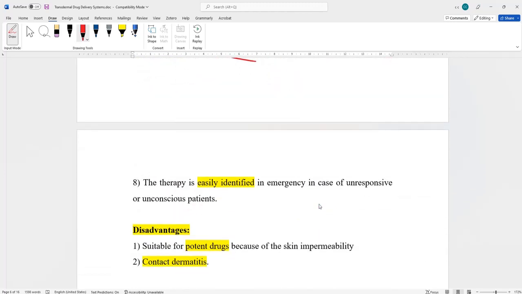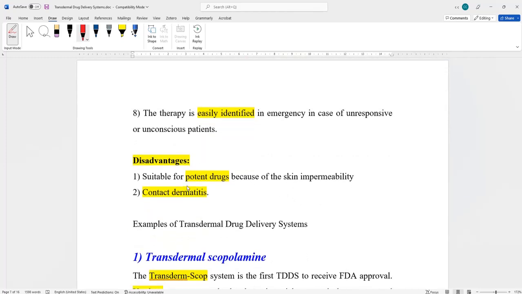Another thing is that, for example, if you receive someone who's unresponsive or unconscious and you don't know what medication he's taking, if it is transdermal, then you will know, because you will see it on the body or on the skin of the patient, and you can identify it and know what kind of drug this patient is taking. The disadvantage is that it's suitable only for potent drugs, meaning drugs that are used in small quantities to give an effect. Okay?